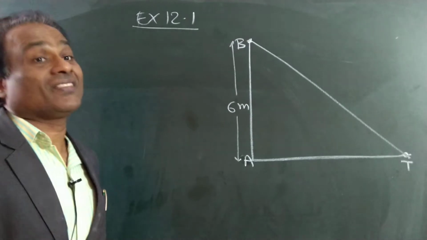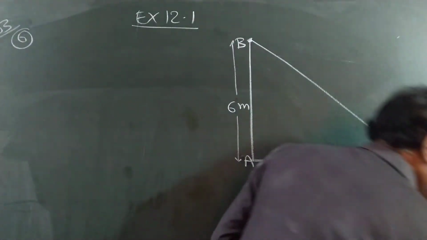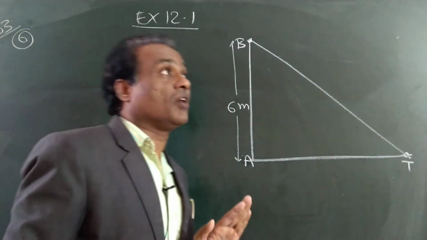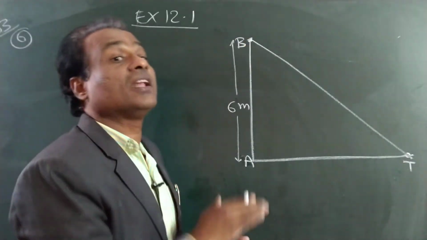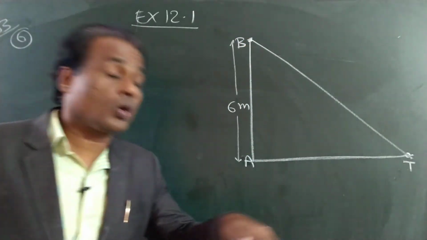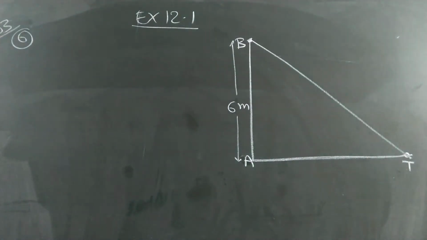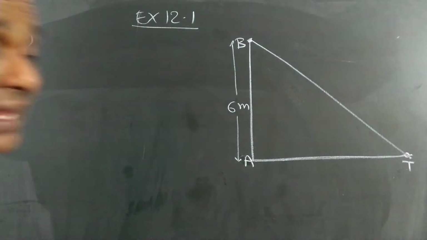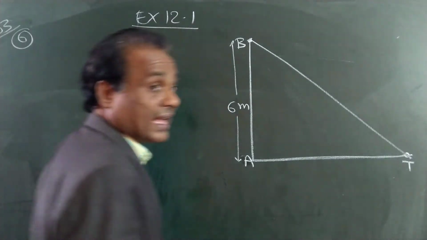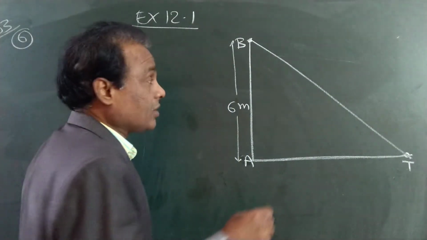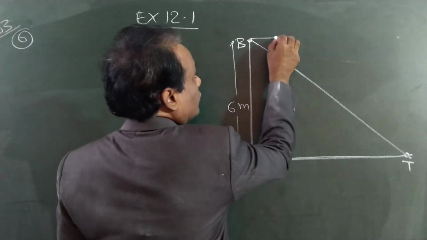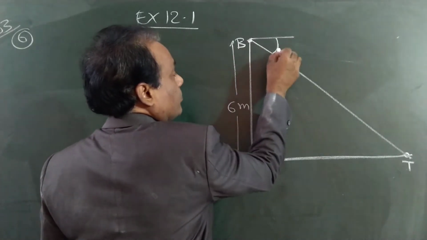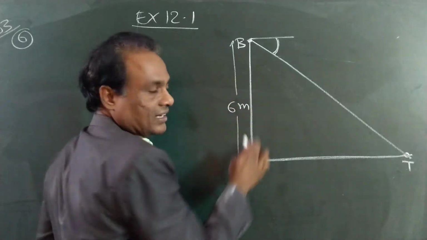angle of depression is 60 degrees. I explained 2 definitions. Angle of elevation: if you look up, the angle formed is called angle of elevation. If you look downwards, the angle formed is called angle of depression. So how do we draw the angle of depression? See here, for depression we have to draw the horizontal line. So this angle is called angle of depression, not this angle.